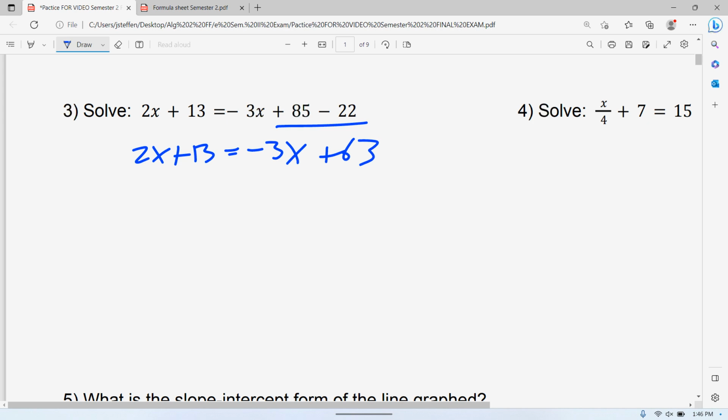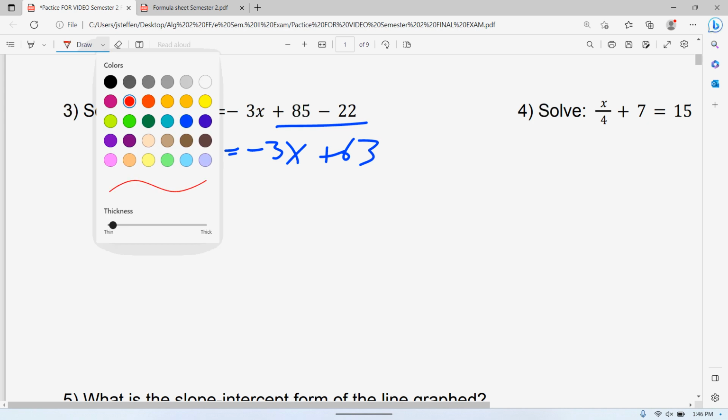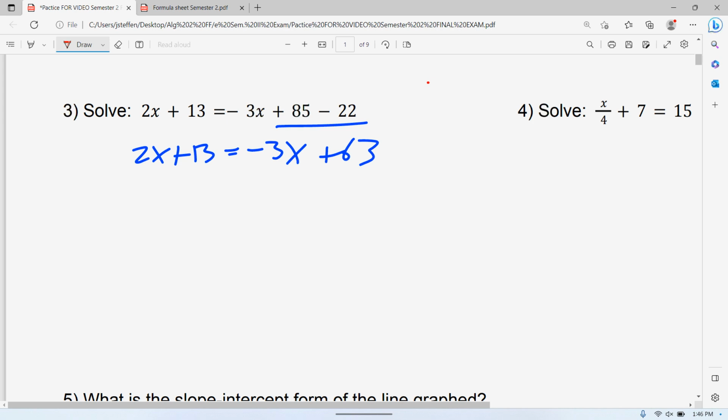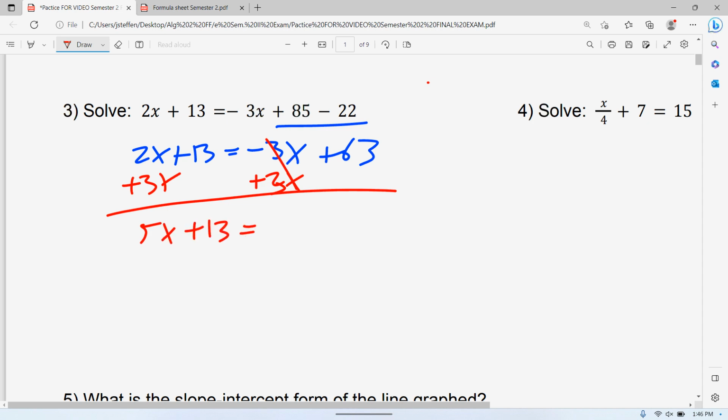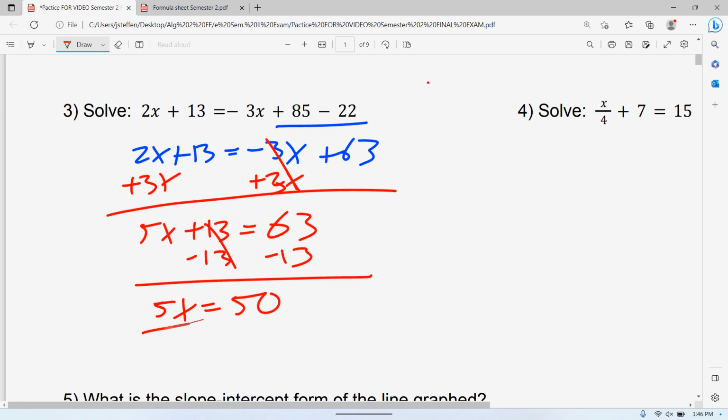Now from here, multi-step equations. Again, you guys have heard me say 1,000 times this year, with this part of the question, there are 4 different things you can do and still get the right answer. I'm going to choose to add my 3. You don't have to do it that way. Best to stay positive. Then subtract 13. Lastly, divide both sides by 5. You end up getting x is equal to 10.